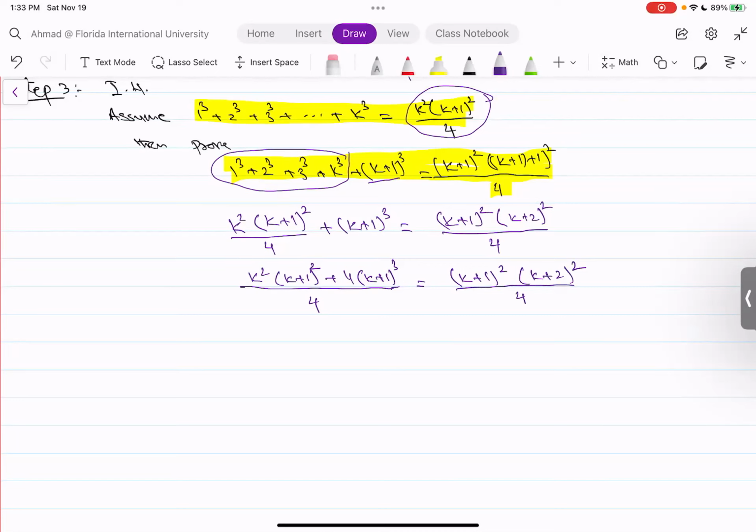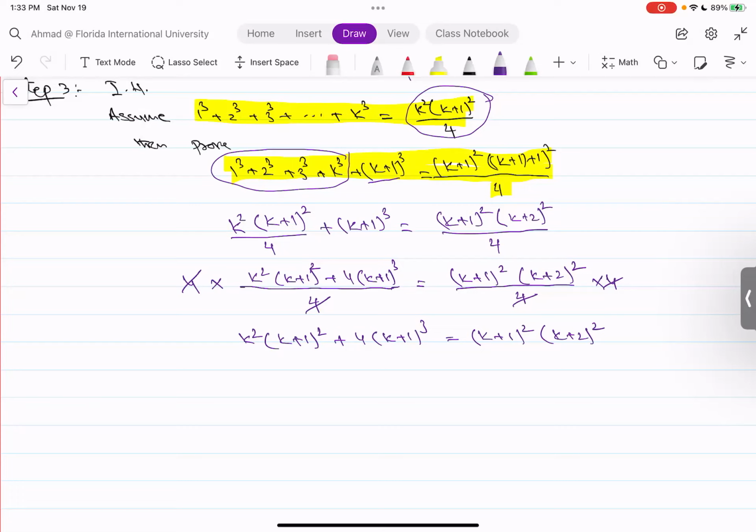Now, in order to make it simple and simplify, let me multiply both sides with 4. Both sides with 4, that we can simply do. So then this 4 and this 4 is cancelled out, this 4 and this 4 is cancelled out. So what is remaining is k square into (k plus 1) square plus 4 times (k plus 1) cube, right? And then on the right hand side, it is (k plus 1) whole square into (k plus 2) whole square. That is remaining now, right?